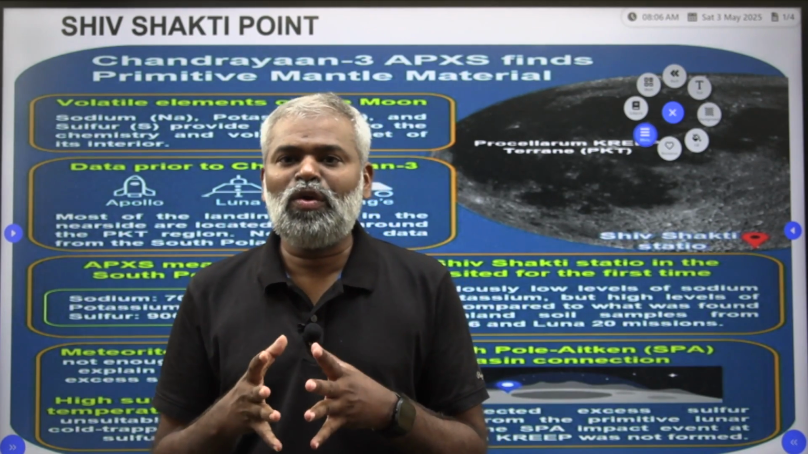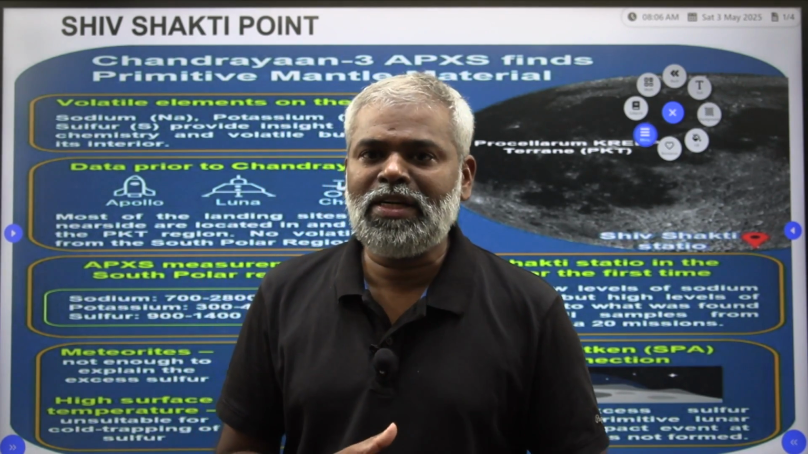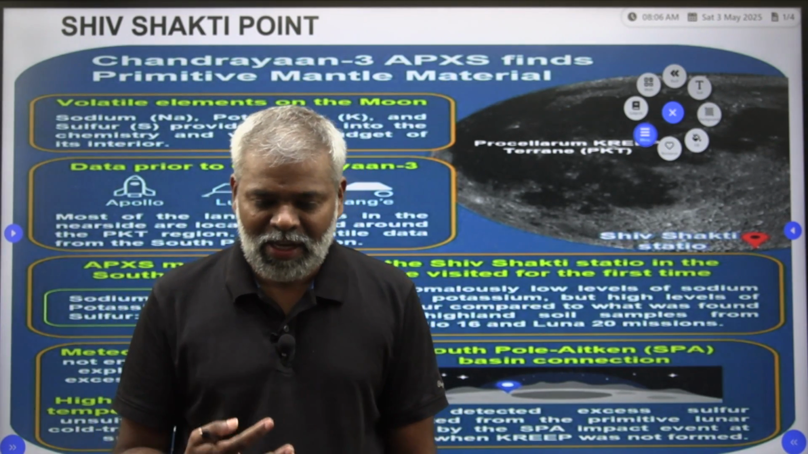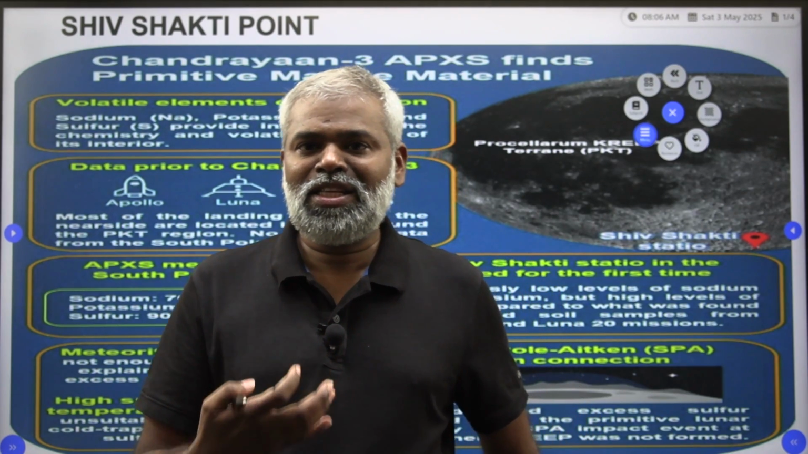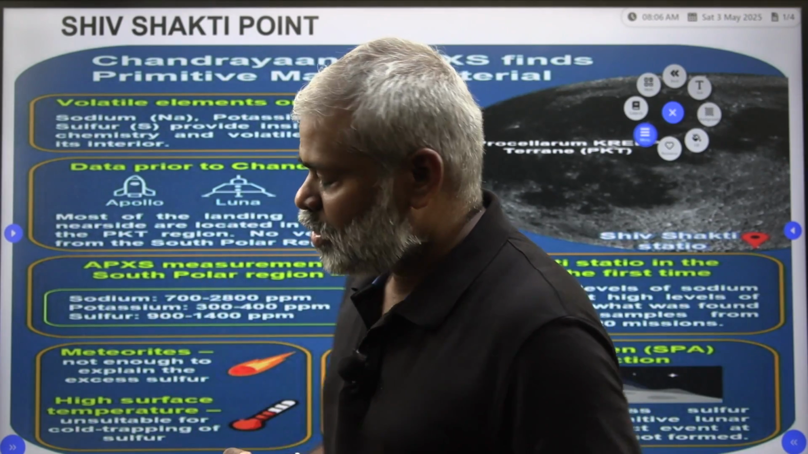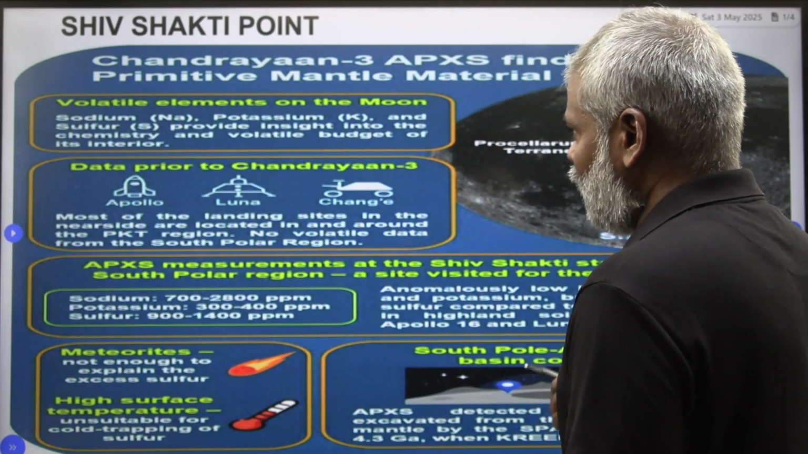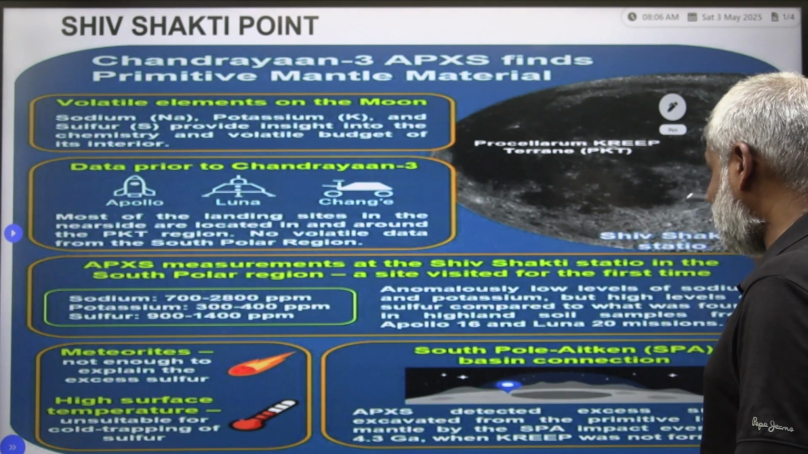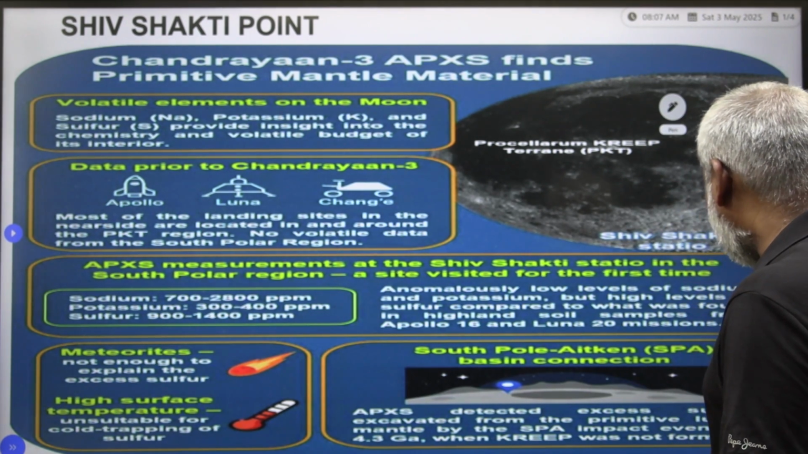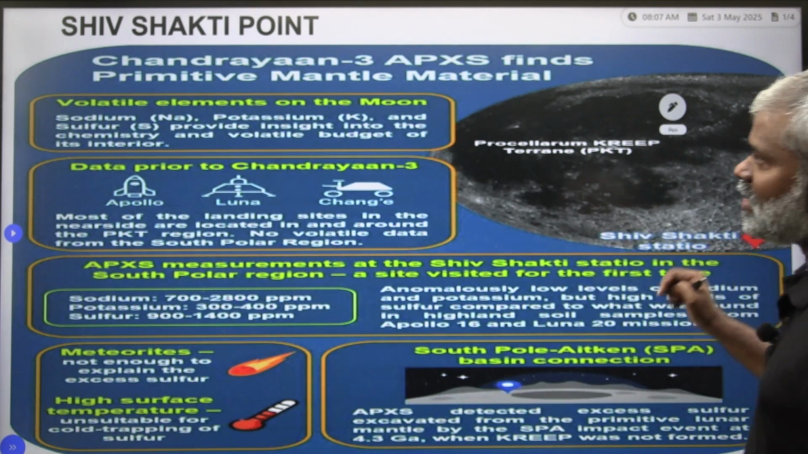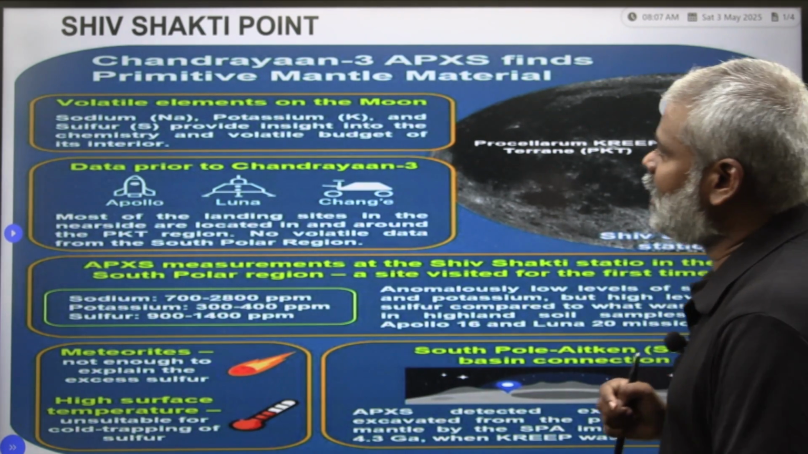In this video, we are going to discuss one more important science and technology issue from ISRO. We already know that we sent Chandrayaan 3 to the south pole of the moon. Now we are collecting data from the south pole. Wherever Chandrayaan 3 is located, we call that location the Shiva Shakti point, or Shiva Shakti station.